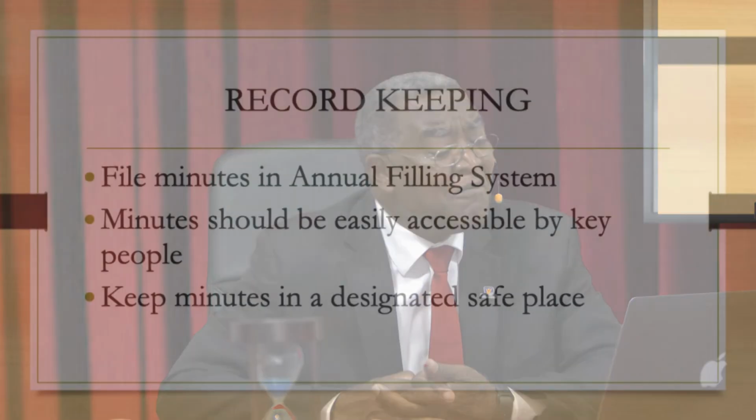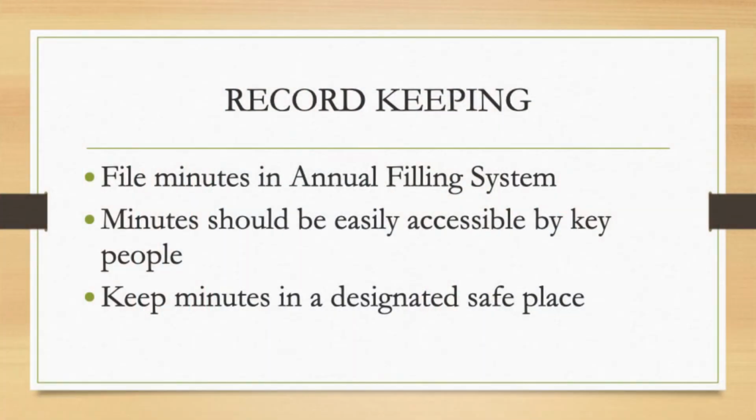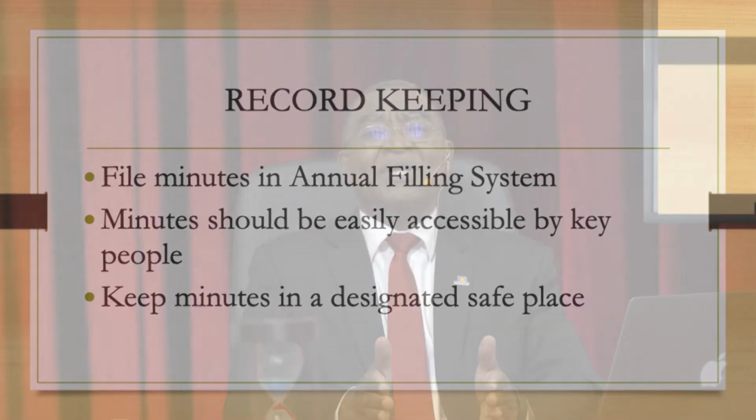We don't know. When the church clerk was changed, she did not hand over anything, so we don't have records. That's very common. To avoid that, please take note of the following observations. Number one, file minutes in an annual filing system. Create a folder for 2021 and start keeping all the minutes.